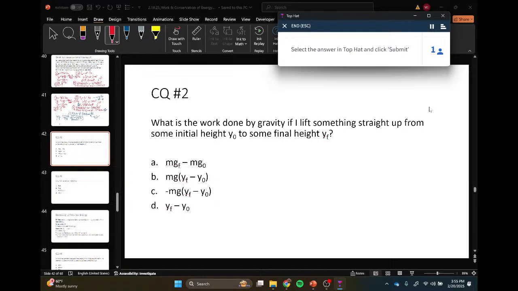What is the work done by gravity if I lift something straight up from some initial height y naught to some final height yf? It matters that I'm lifting it straight up. If you ignore that and do not incorporate that into your question in some way, then you will get it wrong. Is it mgf minus mg naught? Is it mg parentheses yf minus y naught? Is it negative mg yf minus y naught? Or is it yf minus y naught?